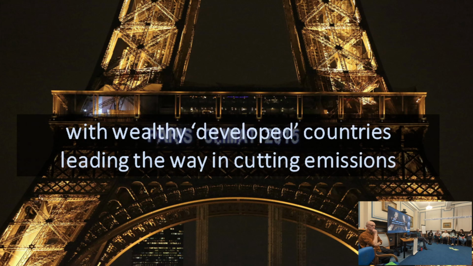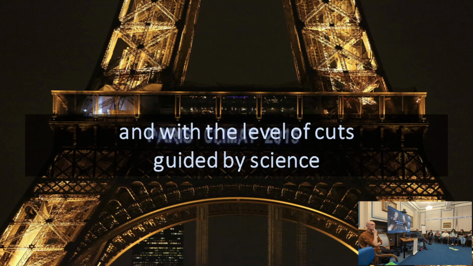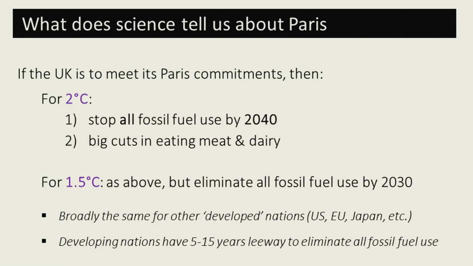And we've agreed also that the wealthy developed countries, such as the UK, will lead the way on this in cutting emissions, and that we'll cut emissions guided by the science. So we've promised to do this, particularly for poorer parts of the world, the more climate vulnerable parts. So what does the science tell us about what we need to do if we're to meet our Paris commitments? Now, I've brought this down to the UK, which is the area I mostly work on. And for 2 degrees centigrade, which is a disaster, if we go to 2 degrees centigrade, it's better than 2.5, but it's still terrible for many people in the world. Lots of people will die as a consequence of 2 degrees centigrade of warming. People are already dying now at about 1 to 1.5.